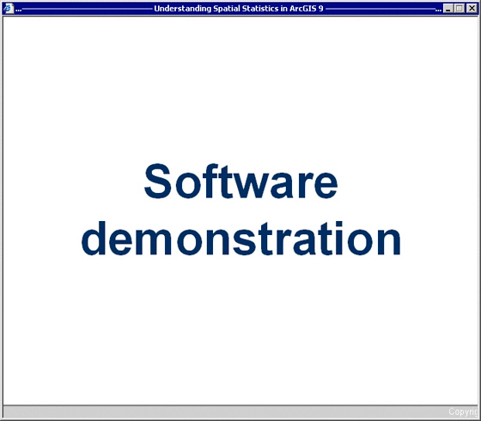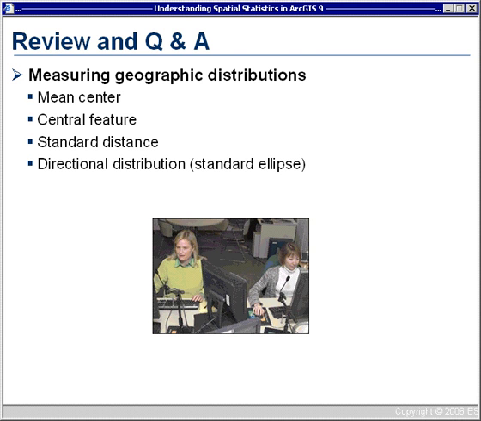So in this section, we discussed ways of exploring the distributions of our features. We answered the questions, where's the mean center of my features, and which existing feature is the most central? The last two tools we talked about were standard distance and directional distribution. I'm now going to turn it back over to Lauren, who will again be answering some of your questions.